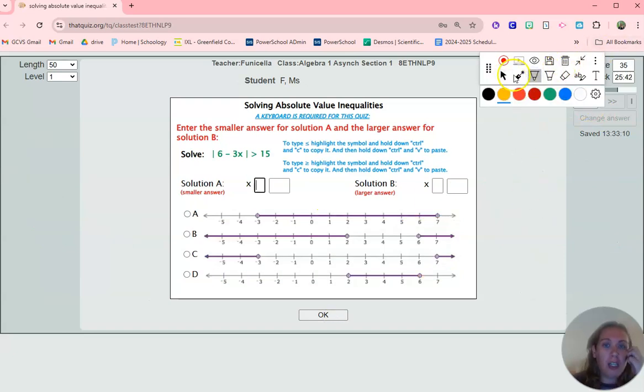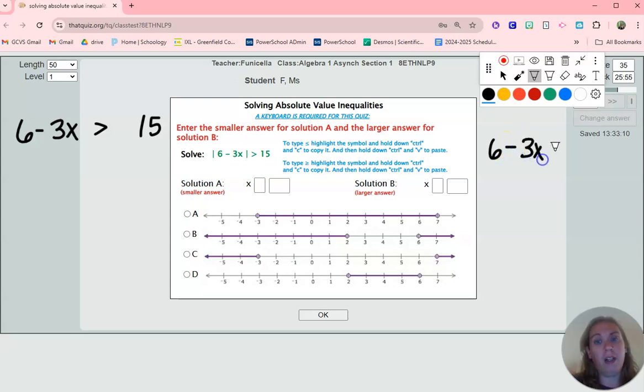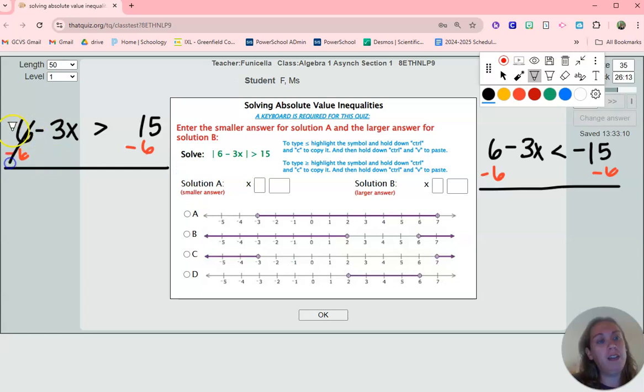So this question, again, we have our 6 minus 3x already in absolute value bars and isolated. So we're going to put that first is greater than 15 or less than a negative 15, just flipping the symbol, changing the sign. So first we want to move this positive 6, and we're going to do that by subtracting. So we're going to subtract 6 from both sides.